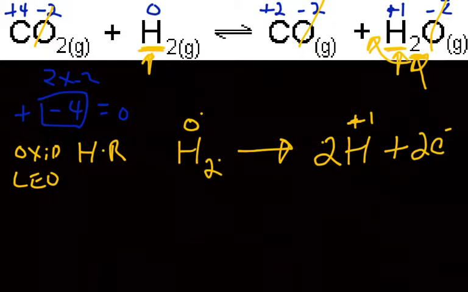2 electrons go here, 2 negatives go there. So 2 negatives and 2 positives will give us 0 on the product side, and we also have 0 on this side. That's our oxidation half reaction. We're done. We move on now to the reduction half reaction. So I'm going to put RED.